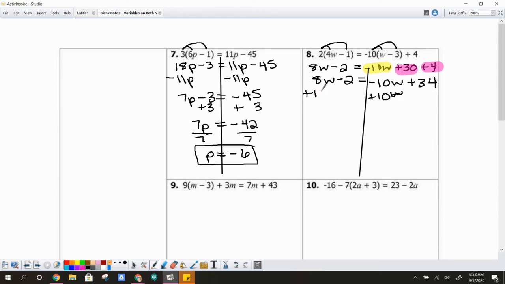So I have 18w minus 2 equals 34. Now I can get rid of this minus 2 because I need to keep this w term on its own. So plus 2, plus 2, 18w equals 36. I can go ahead and continue to solve, dividing by 18 to get w equals 2.